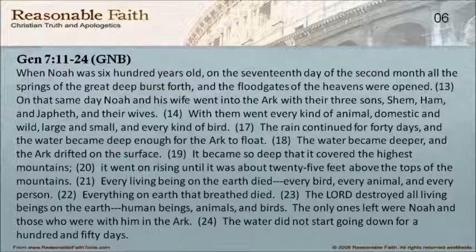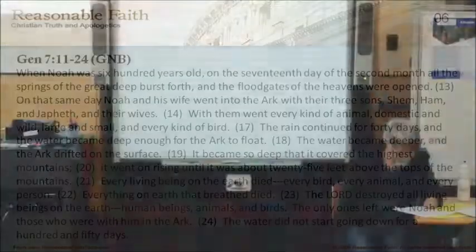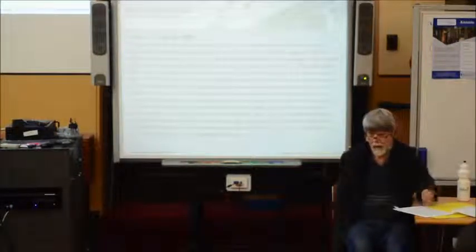It became so deep that it covered the highest mountains. It went on rising until it was about 25 feet above the tops of the mountains. Every living thing on the earth died, every bird, every animal, and every person. Everything on earth that breathed died. The Lord destroyed all living beings on the earth, human beings, animals, and birds. The only ones left were Noah and those who were with him in the ark. The water did not start going down for 150 days. This reads like reliable history.